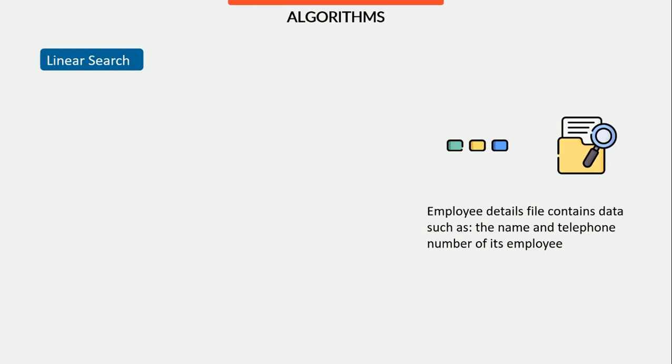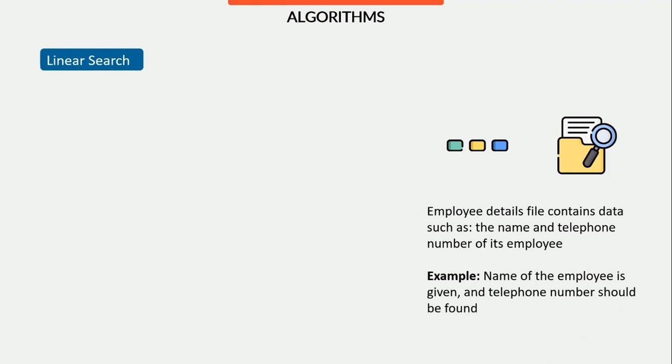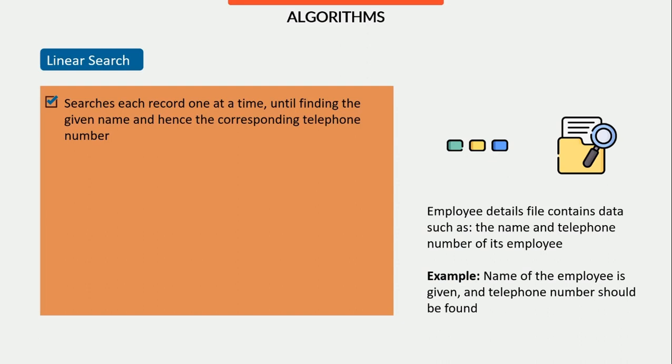So this is one of the ways through which we can search any element, and this searching mechanism is called linear search. So for example, consider an employee details file in which each record contains, among other data, the name and the telephone number of its employee. Suppose we are given the name of an employee and we want to find his or her telephone number. One way to do this is in a linear fashion, as I told you. We will search each record one at a time until finding the given name and hence the corresponding telephone number.